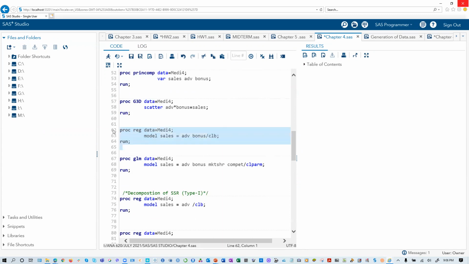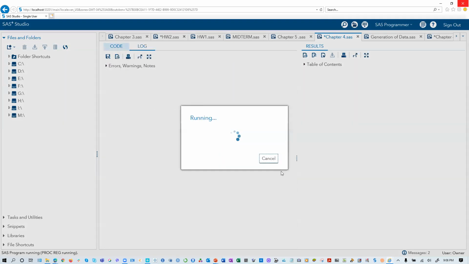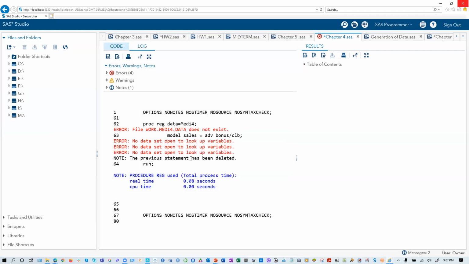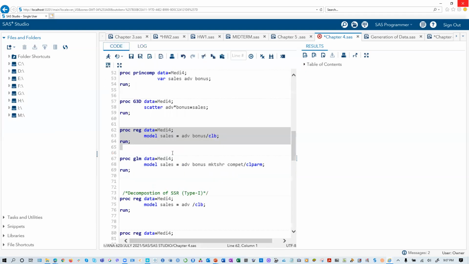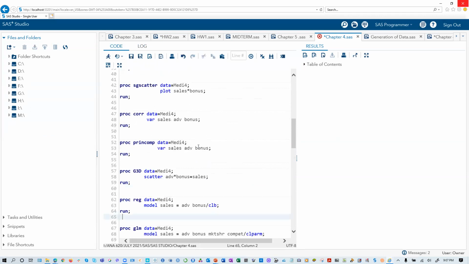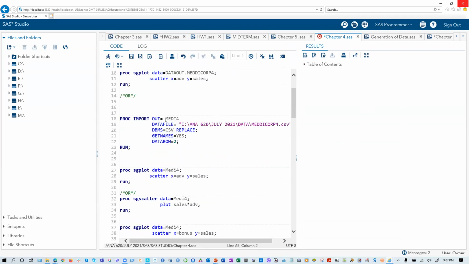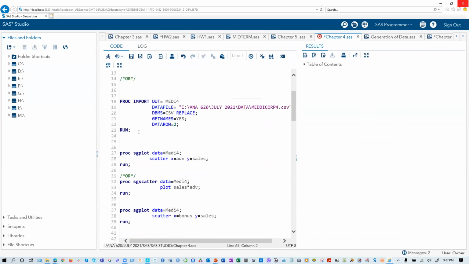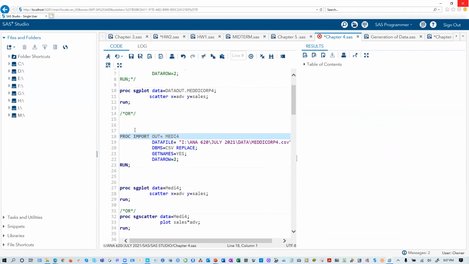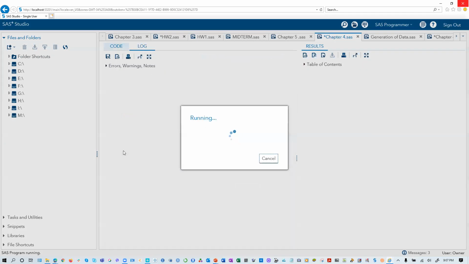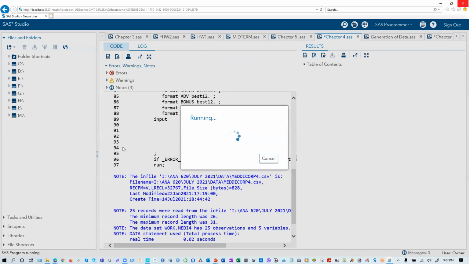Okay, it's in the work directory. Maybe not found, but maybe the data. Oh, data out. Oh yeah, this one. We changed the name. I'm sorry. This one, restaurant. It's in that one. Okay.